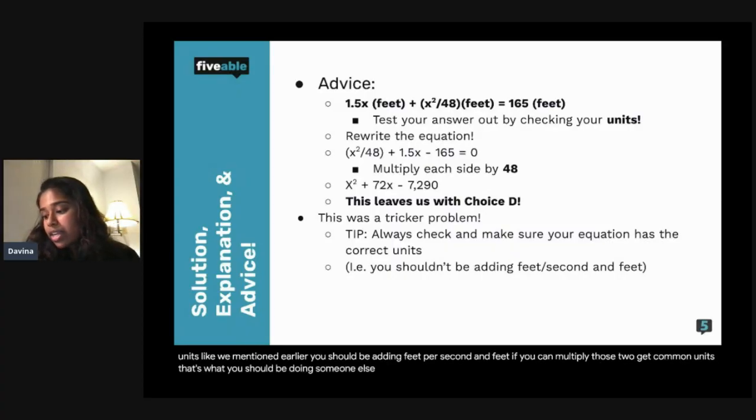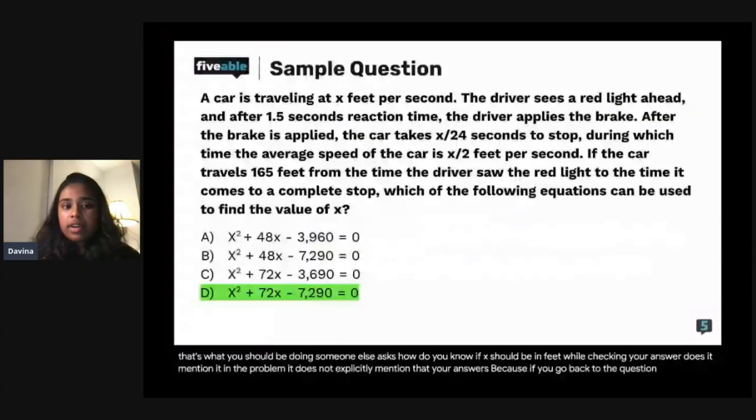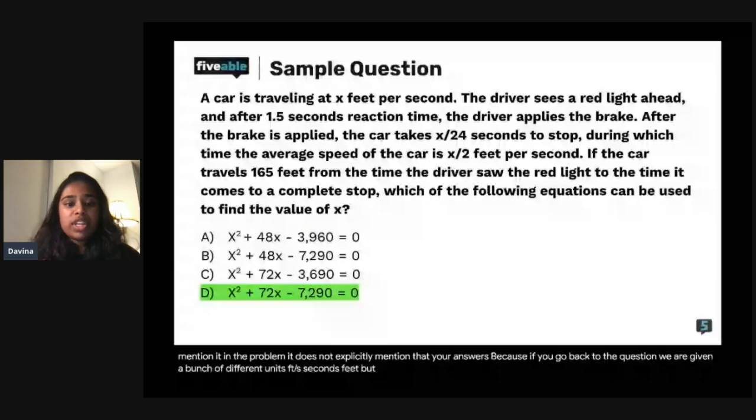Someone else asks, how do you know if x should be in feet while checking your answer? Does it mention it in the problem? It does not explicitly mention that your answer should be in feet. It's just a good way to check, because if you go back to the question, we're given a bunch of different units: feet per second, seconds, feet. But we have to be able to combine everything. That's the key thing, right? Because when we come up with an equation, everything has to be in the same units.